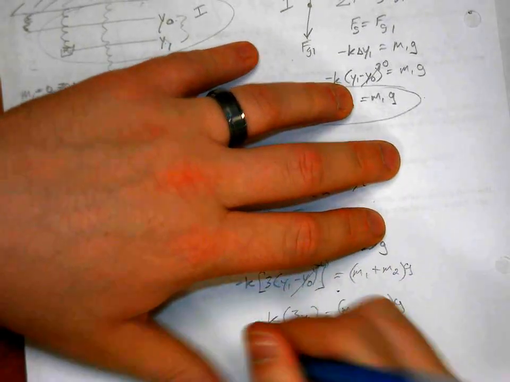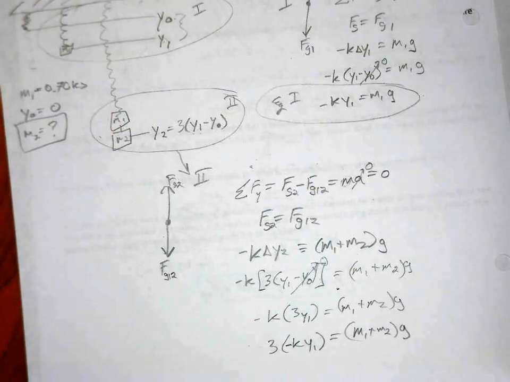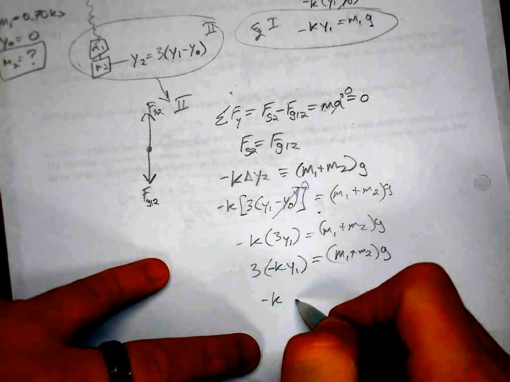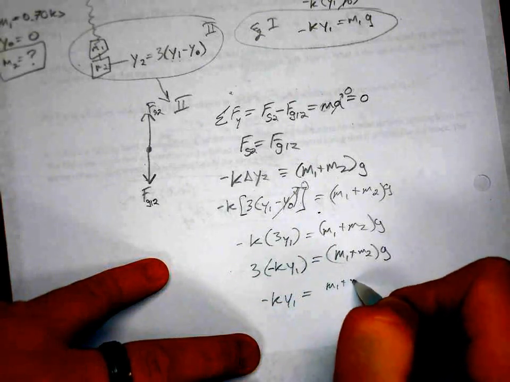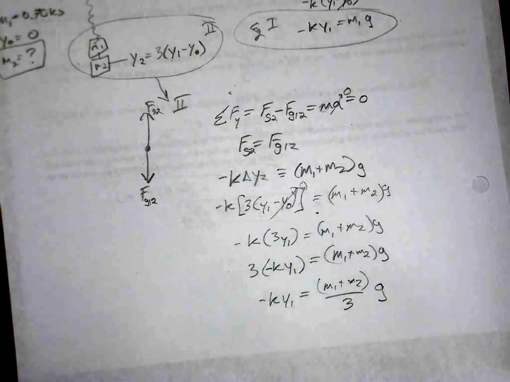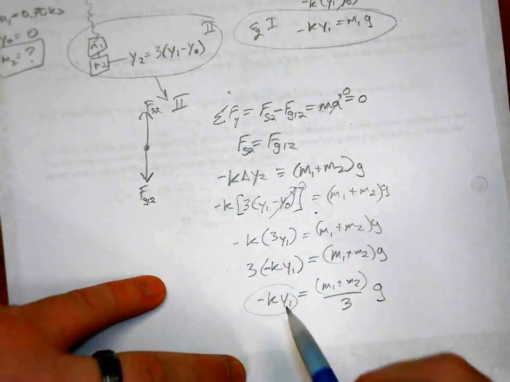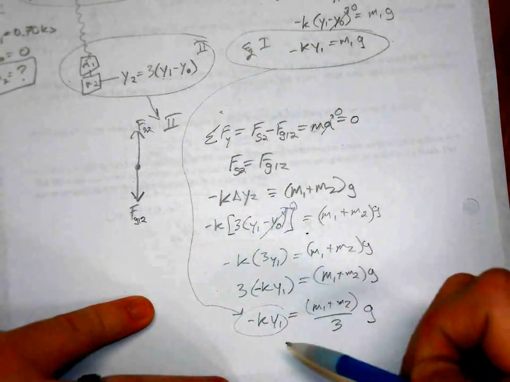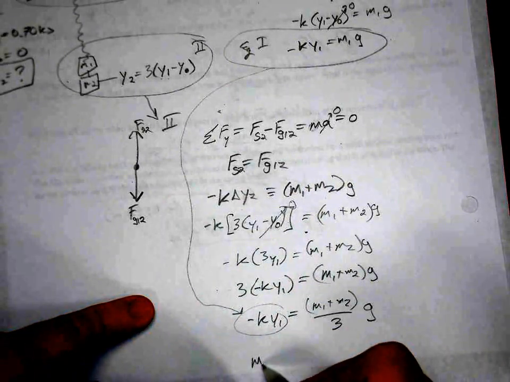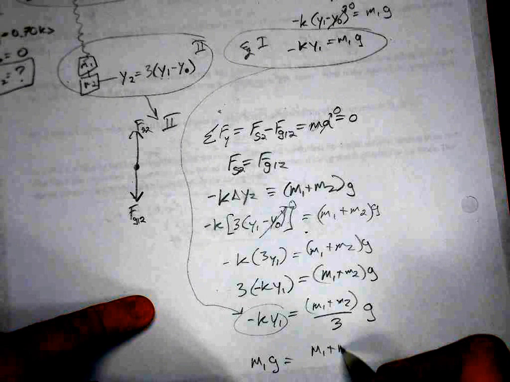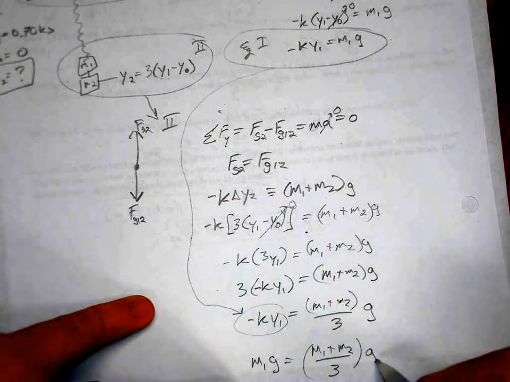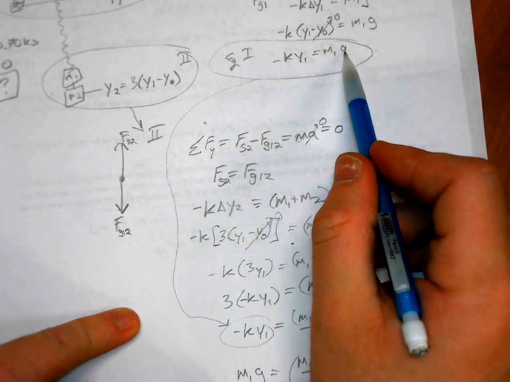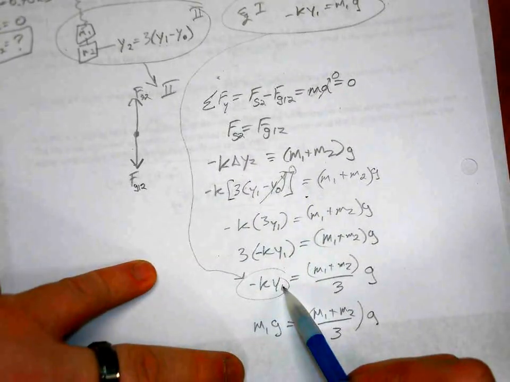Actually, I'm going to leave the negative sign inside. You'll see why in a moment. Well, let me go ahead and take it one more step. Negative k y1 equals m1 plus m2 over 3 times g. So you'll notice we have a negative k y1 here, and we have a negative k y1 here. I'm just going to take this down and insert it. So that means m1g equals m1 plus m2 over 3 times g. All I did was that I know negative k y1 equals m1g. I solved that up here. Then I inserted that here for negative k y1.